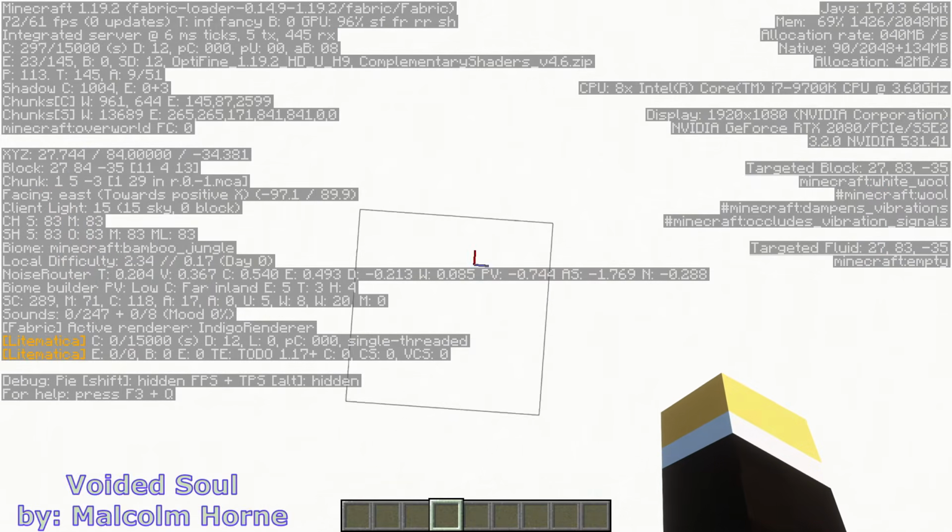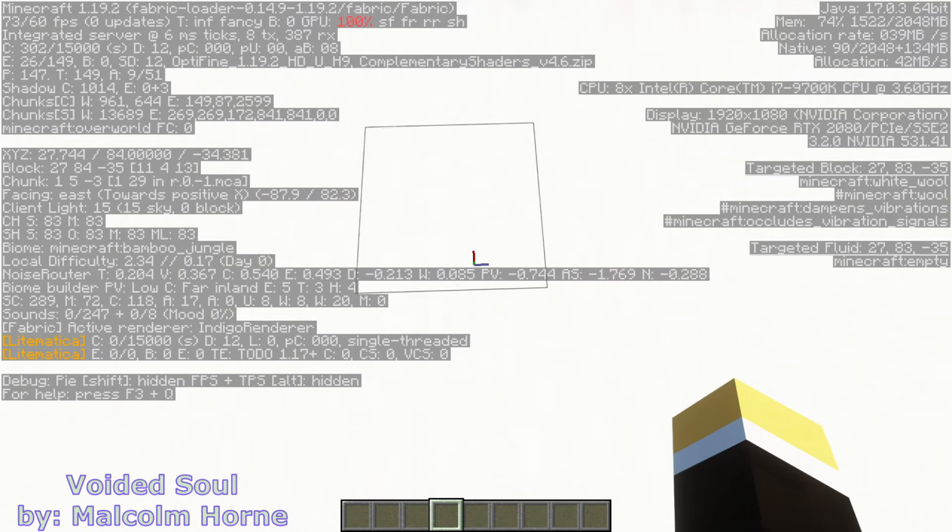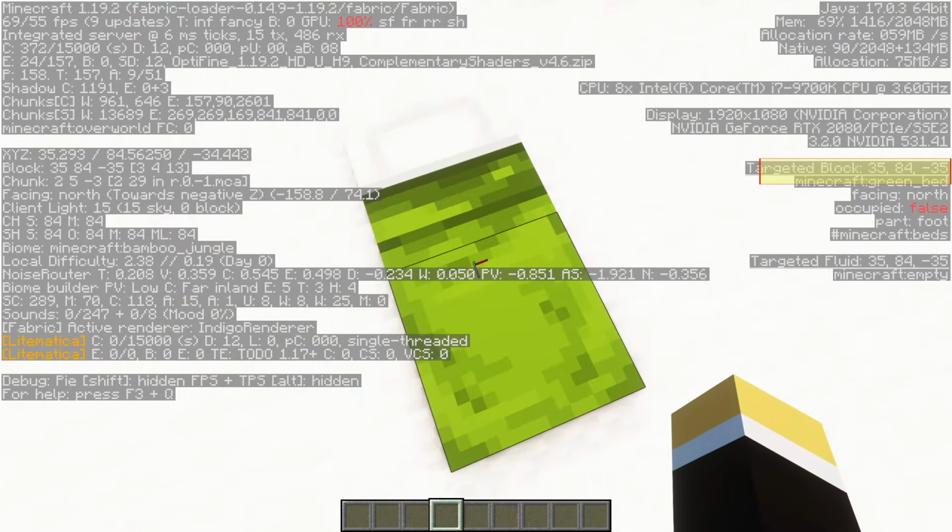And now we're still at 27 on the X. That's that first number, and we need to get to 35. So we'll turn and go east. And you can see right here is our home, or the little bed.